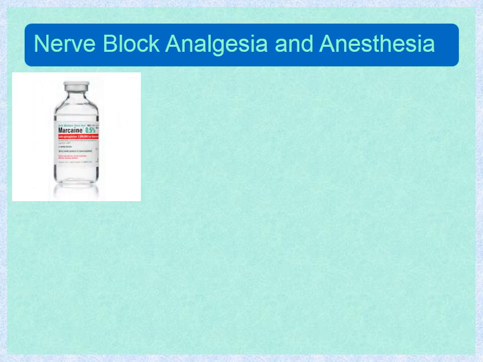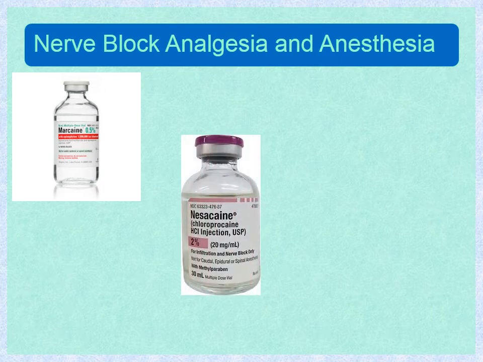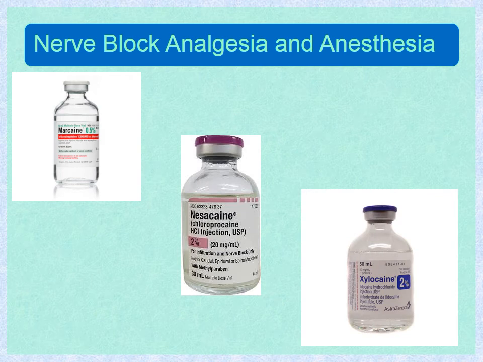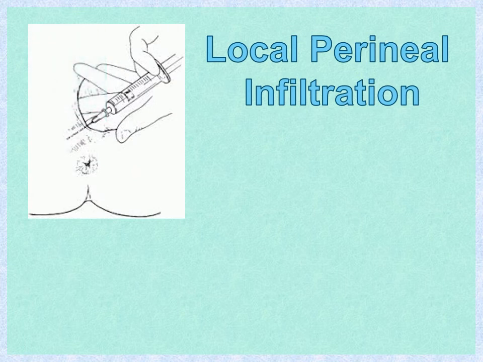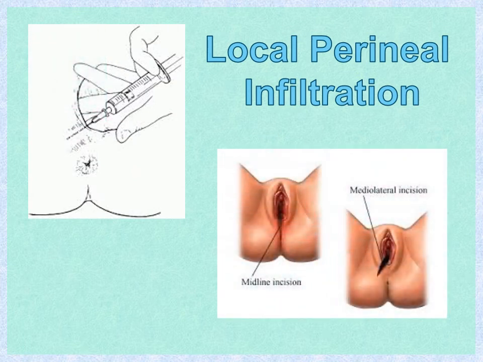Common agents are bupivacaine, which is Marcaine, chloroprocaine, which is Nesacaine, and lidocaine, which is Xylocaine. Local perineal infiltration anesthesia may be used when an episiotomy is to be performed. 5 to 15 milliliters of lidocaine into the skin and subcutaneously into the region to be anesthetized is used.